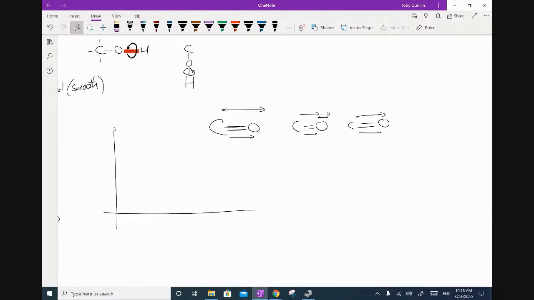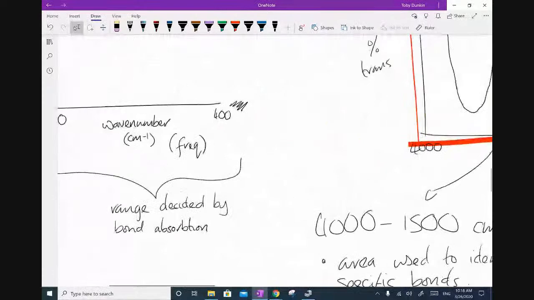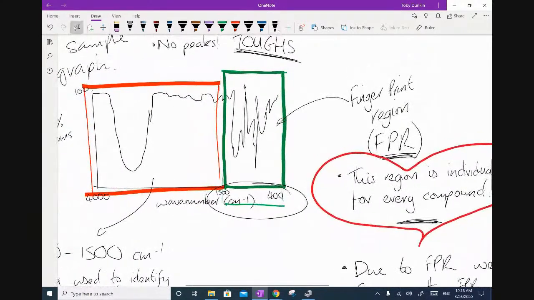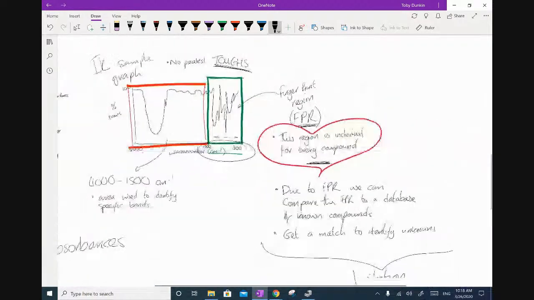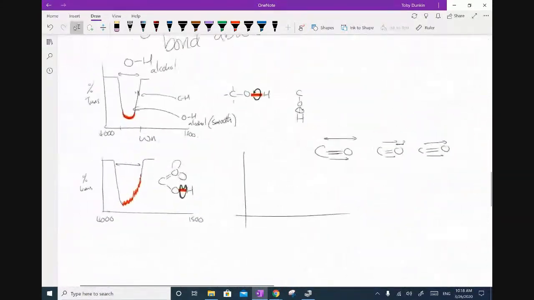Oh, why is the fingerprint region always in the 1500 to 400 region? That's a really good question. Okay, Kayan, great question. The reason being is when you get down to these low frequencies, all the bonds start to vibrate. You get a huge amount of absorbance, because essentially most bonds can absorb in this region. So they all start interacting with themselves, and therefore you get this horrible mess of peaks as they all bounce off each other, because most bonds will absorb in that frequency to some extent.